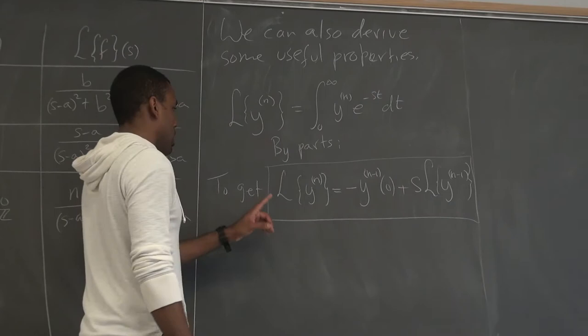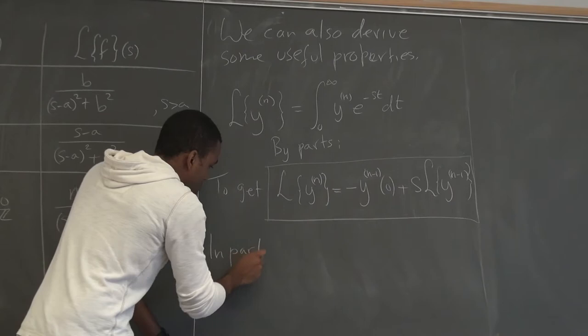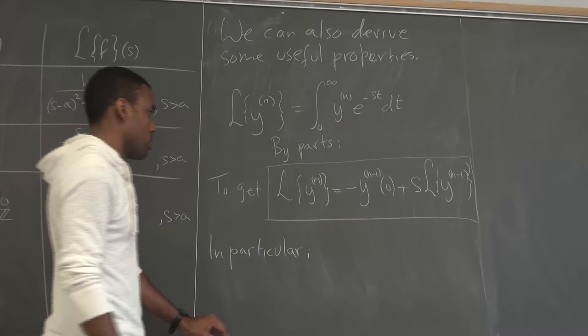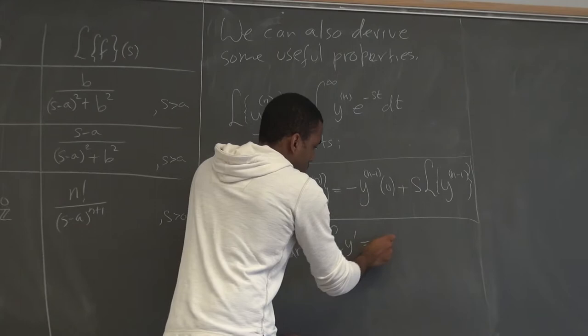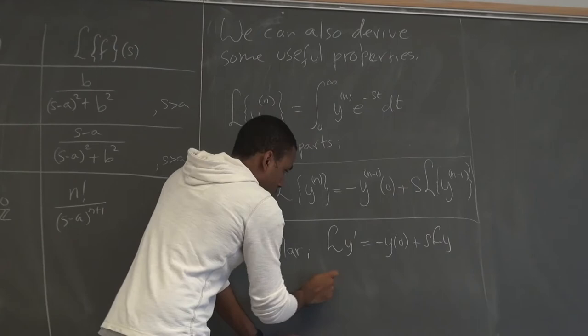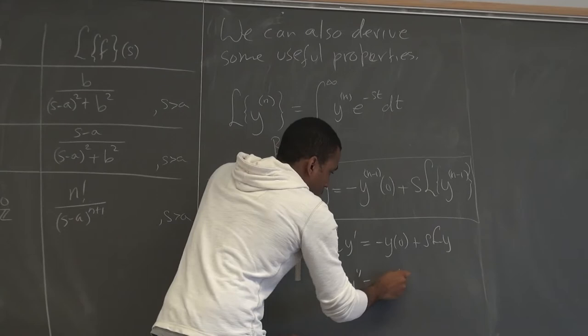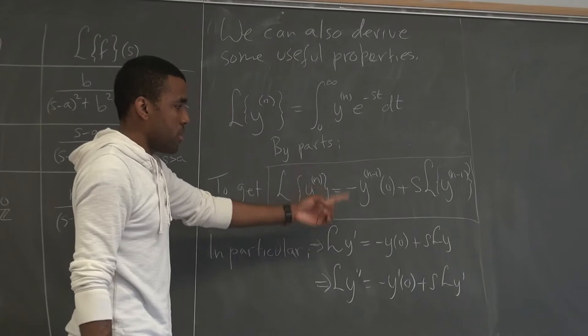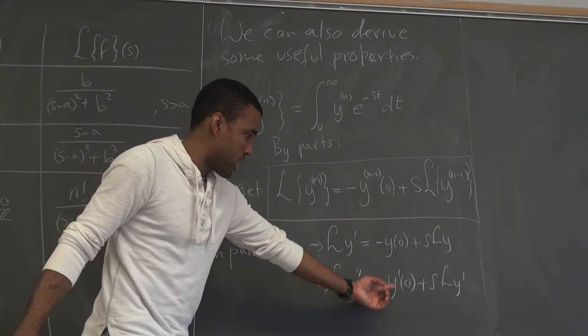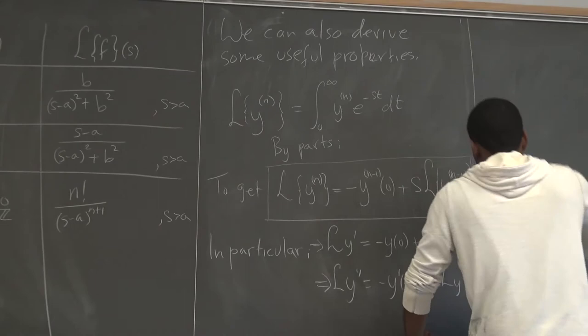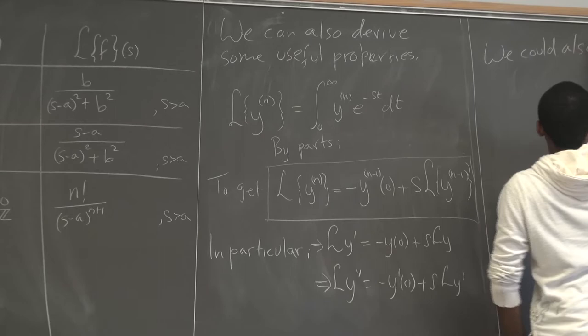So basically, in particular, they usually ask you with first order, second order differential equations anyway. So I'll just tell you the first few. So for example, from this we can derive that the Laplace transform of y prime is just minus y of 0 plus s times the Laplace transform of y. And the Laplace transform of y double prime is just minus y prime of 0 plus s times the Laplace transform of y prime. So at each stage you can find Laplace transform and keep plugging them in. The Laplace transform of y triple prime would be minus y double prime at 0 plus s times the Laplace transform of y double prime. You get like a recursive definition. You could also get a closed form.